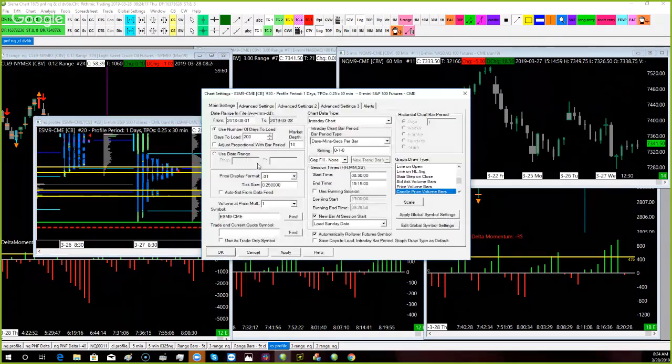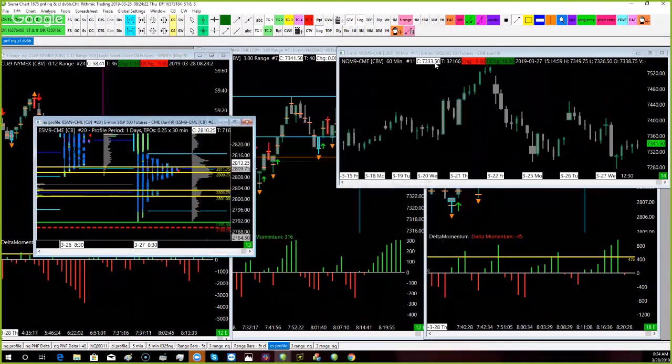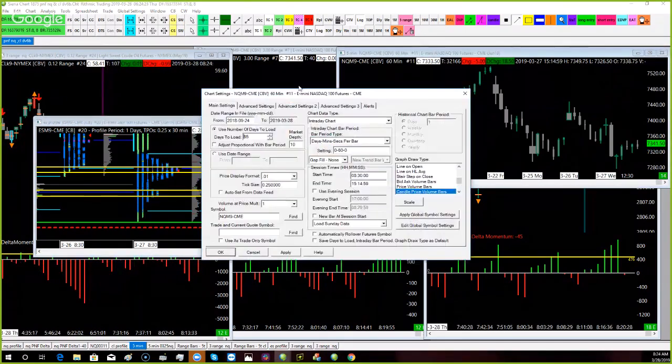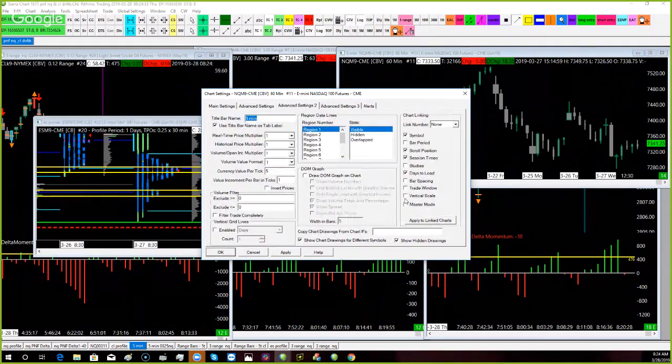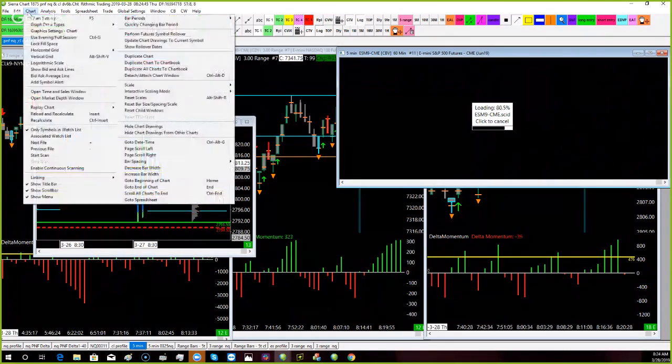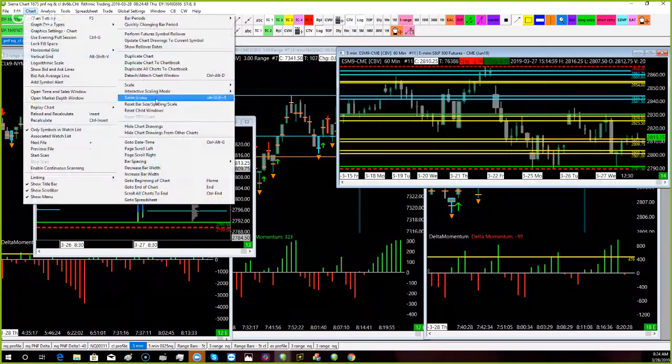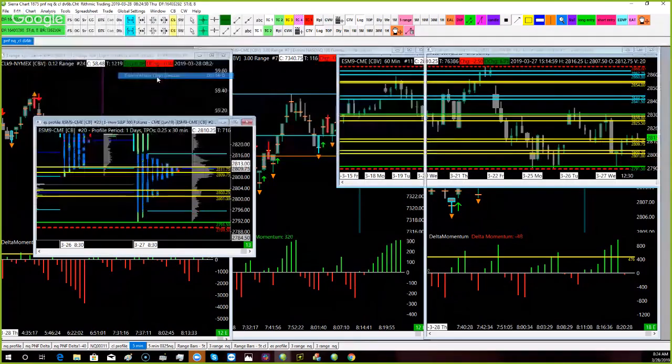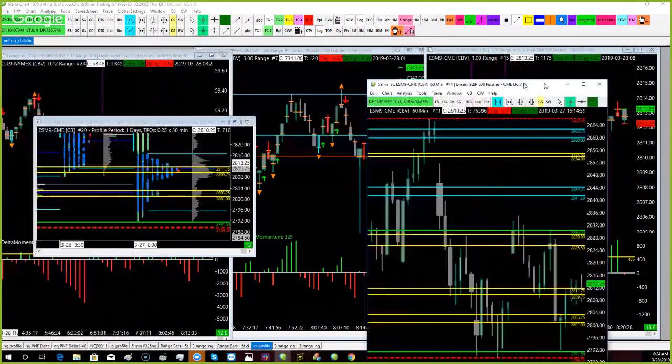Chart settings, copy, cancel, chart settings, paste, advanced settings, chart number 20. Okay, that should come up in just a second. And then chart, detach. Okay, thanks for being a little bit patient with me.